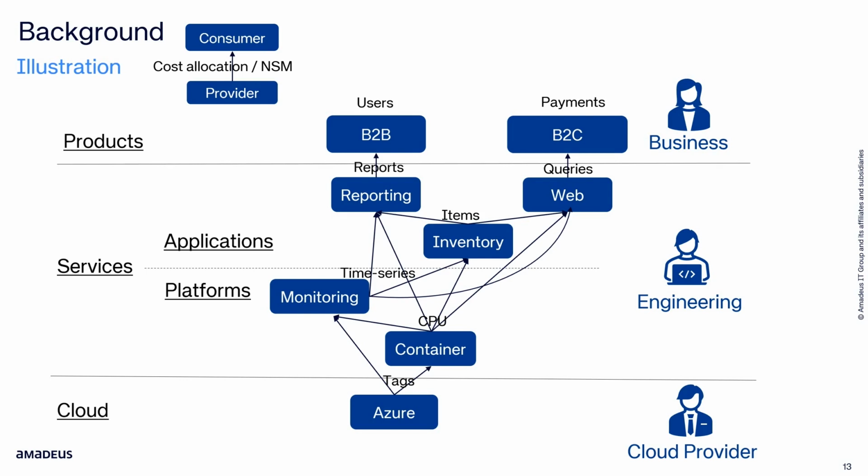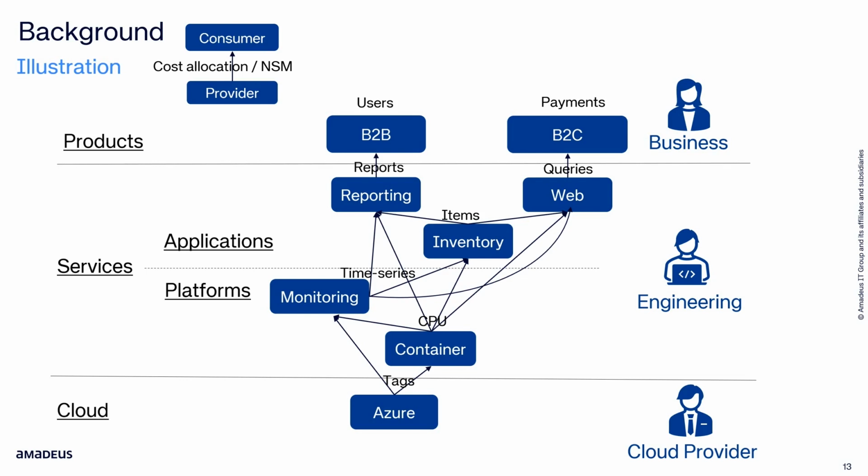The monitoring platform enables the monitoring of time series. The more time series, the more cost. Thus, the cost of the monitoring platform is allocated to its consumers based on their monitored time series. The inventory application stores items that are used by the reporting and web applications. Thus, the reporting and web applications will get allocated the cost of the inventory application based on their item usage.